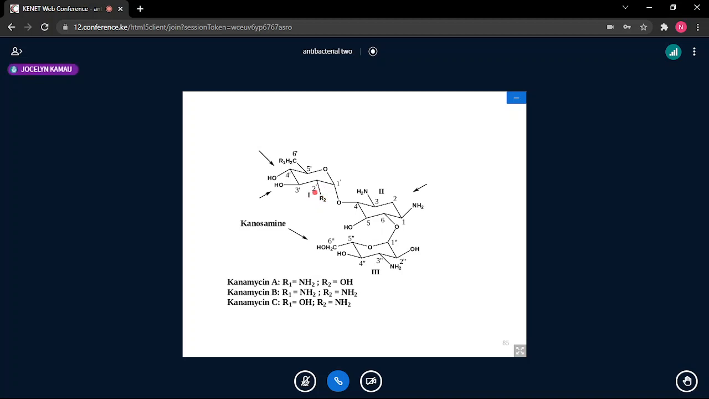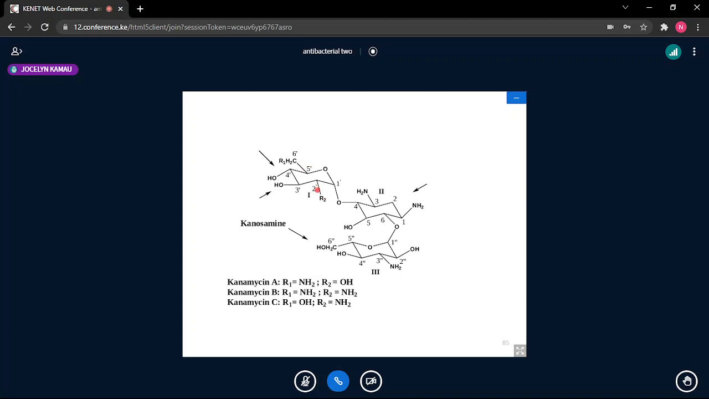Again, when we are looking at the SAR, we will come back to see whether the substitution of the amino group and/or the substitution of the hydroxyl group has any influence on biological activity. So kanamycin A has an amino group at position 6', and at R2, at 2', it has a hydroxyl group. Kanamycin B has an amino group at position 6' and an amino group at position 2'. And then kanamycin C is a reversal of kanamycin A. So it will have a hydroxyl group at 6' and an amino group at 2'.